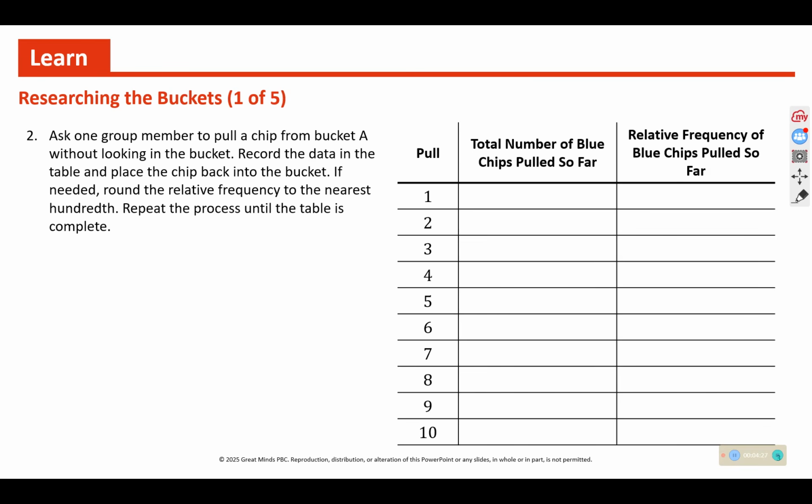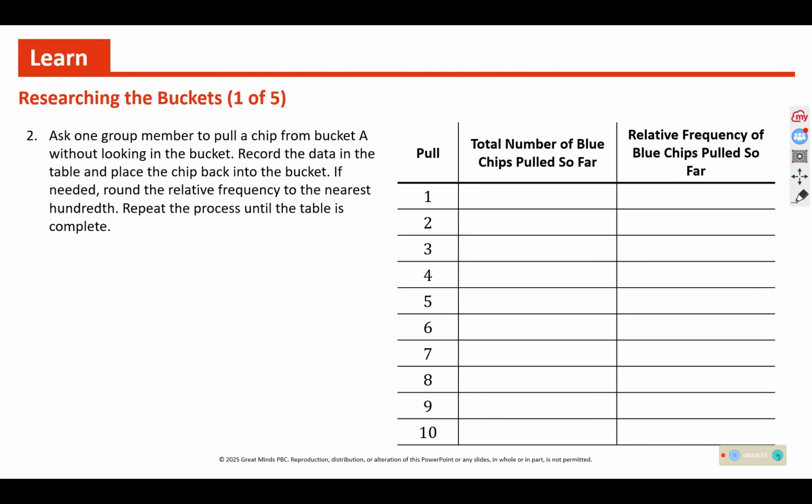This says, ask one group member to pull a chip from bucket A without looking in the bucket. Record the data in the table and place the chip back into the bucket. If needed, round the relative frequency to the nearest hundredth. Repeat the process until the table is complete. So we're going to take a sampling from bucket A to help us determine if we should select bucket A or bucket B when we're actually playing the game.